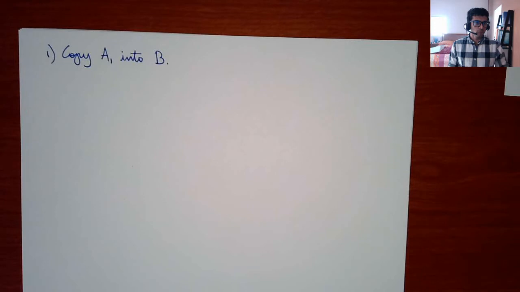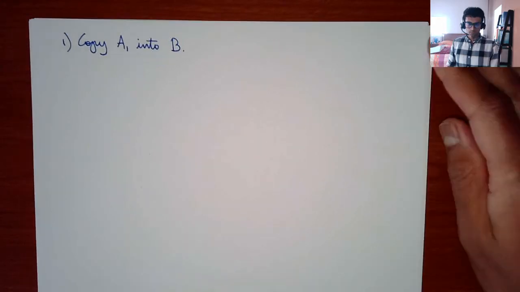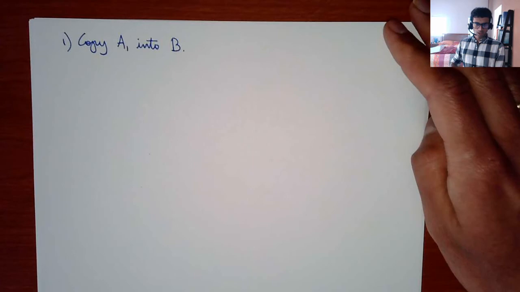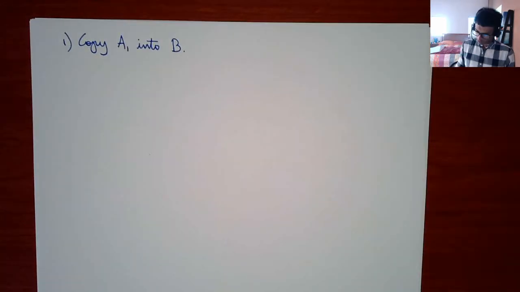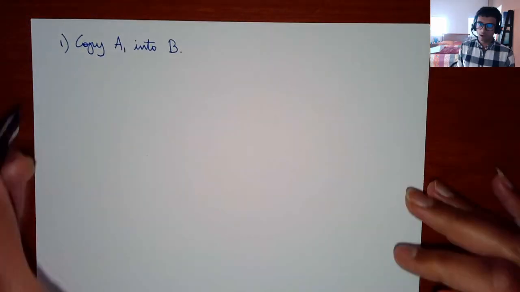It's fine to have slight errors in syntax. It's fine to have off by 1. Minor errors we will usually ignore. Okay? We are going to use our judgment to try to understand what your algorithm is. So the first step is to copy A1 into B.